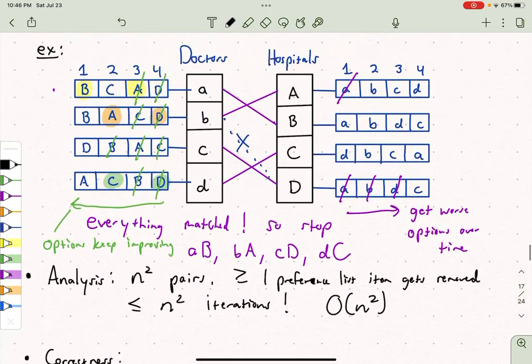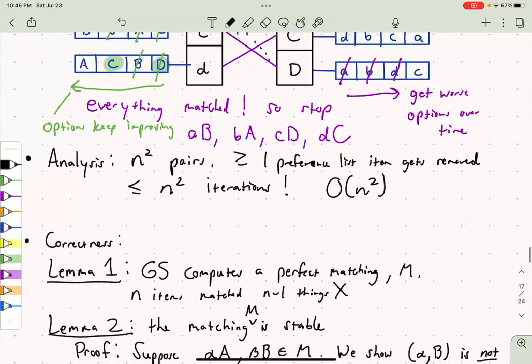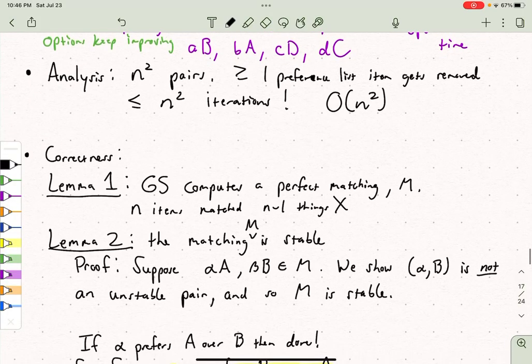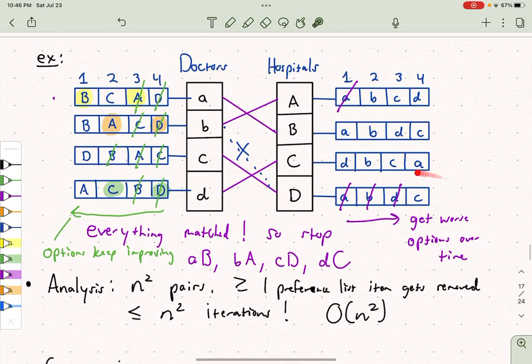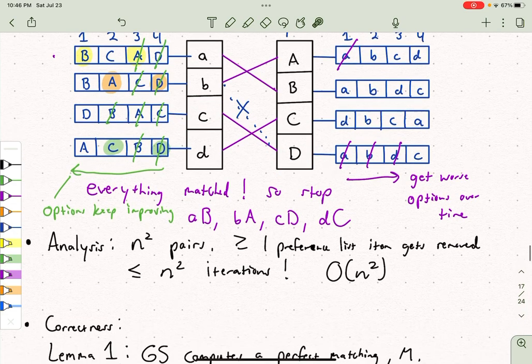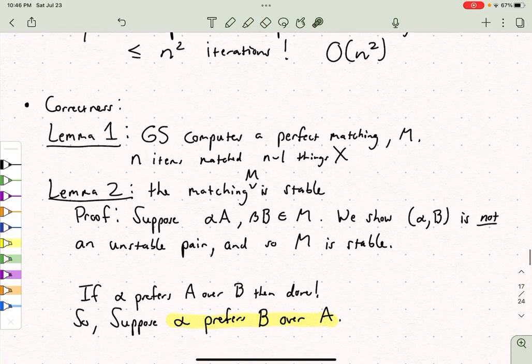But I think it's pretty clear why it's a perfect matching, because we don't even stop the algorithm until we've matched one thing for every doctor and hospital. The hard part is showing that the matching is stable. So why would it even be stable? If anything, it looks like it's unstable from the hospital point of view because they end up getting really bad choices. Like here, capital D gets its absolute worst choice of doctor. So why is that stable?